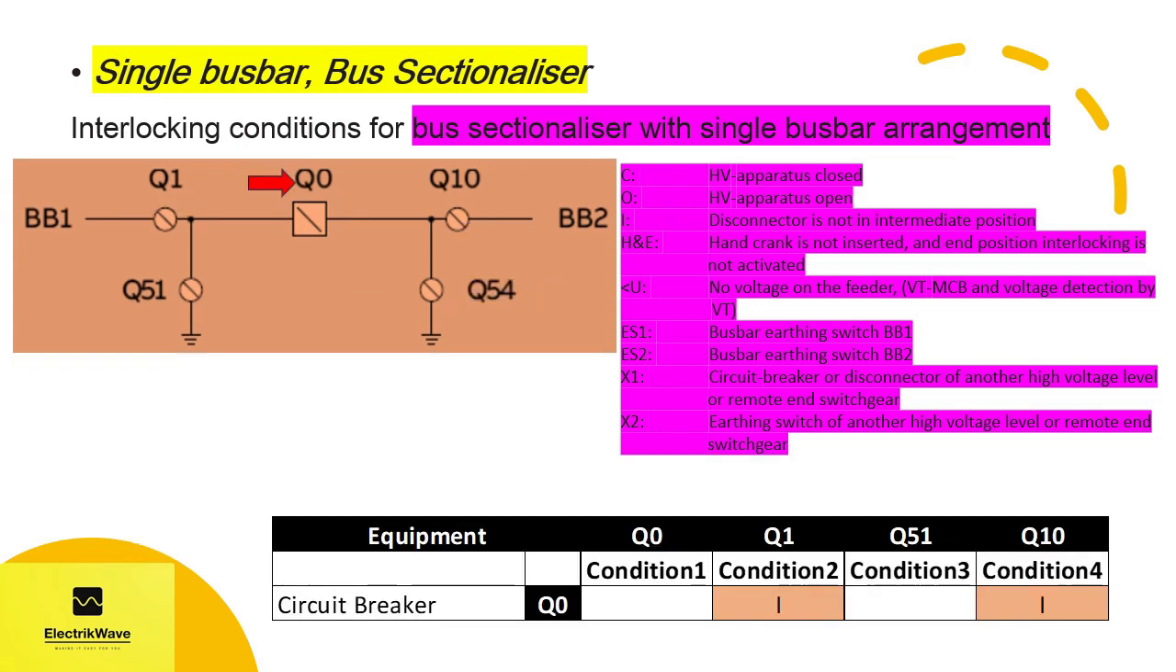Here Q0 is switchable if conditions 2 and 4 are fulfilled. That is, busbar 1 and 2 side disconnector is in closed position, while circuit breaker side earth switch is in open position, and both busbar disconnectors are not in intermediate position.